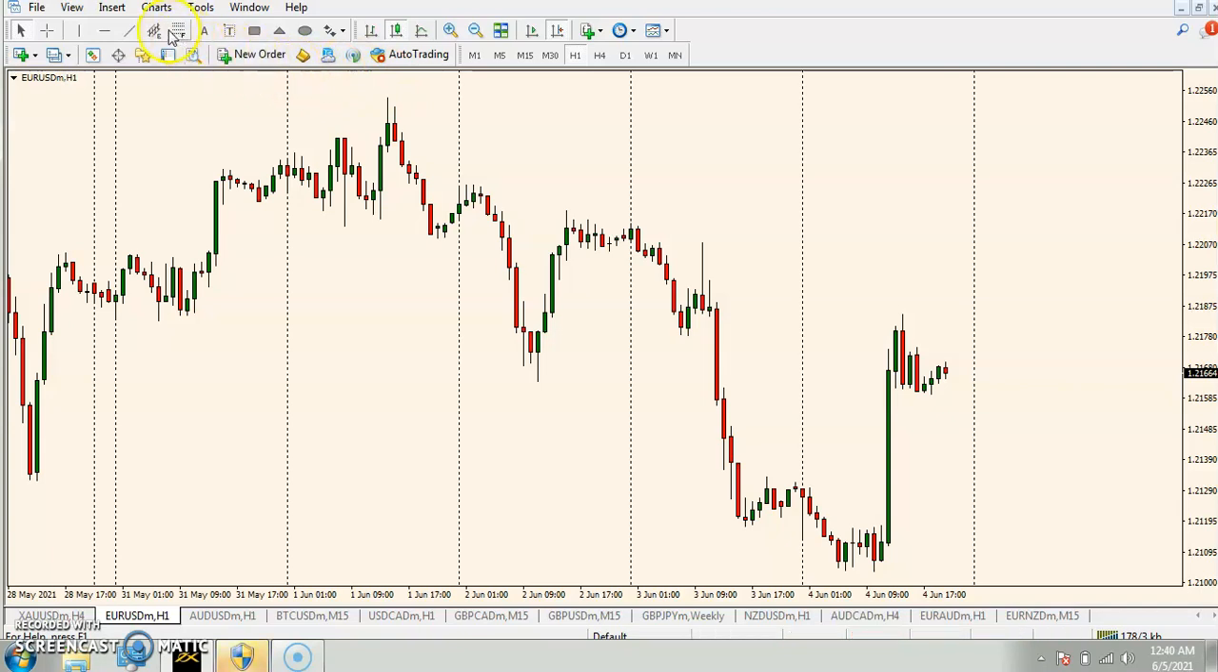So this is Euro USD. We have got the first level here. Then we had a pullback. We had a second level. All this happened in a single week, a weekly cycle. Then we had a pullback here. Then we had the last drop.